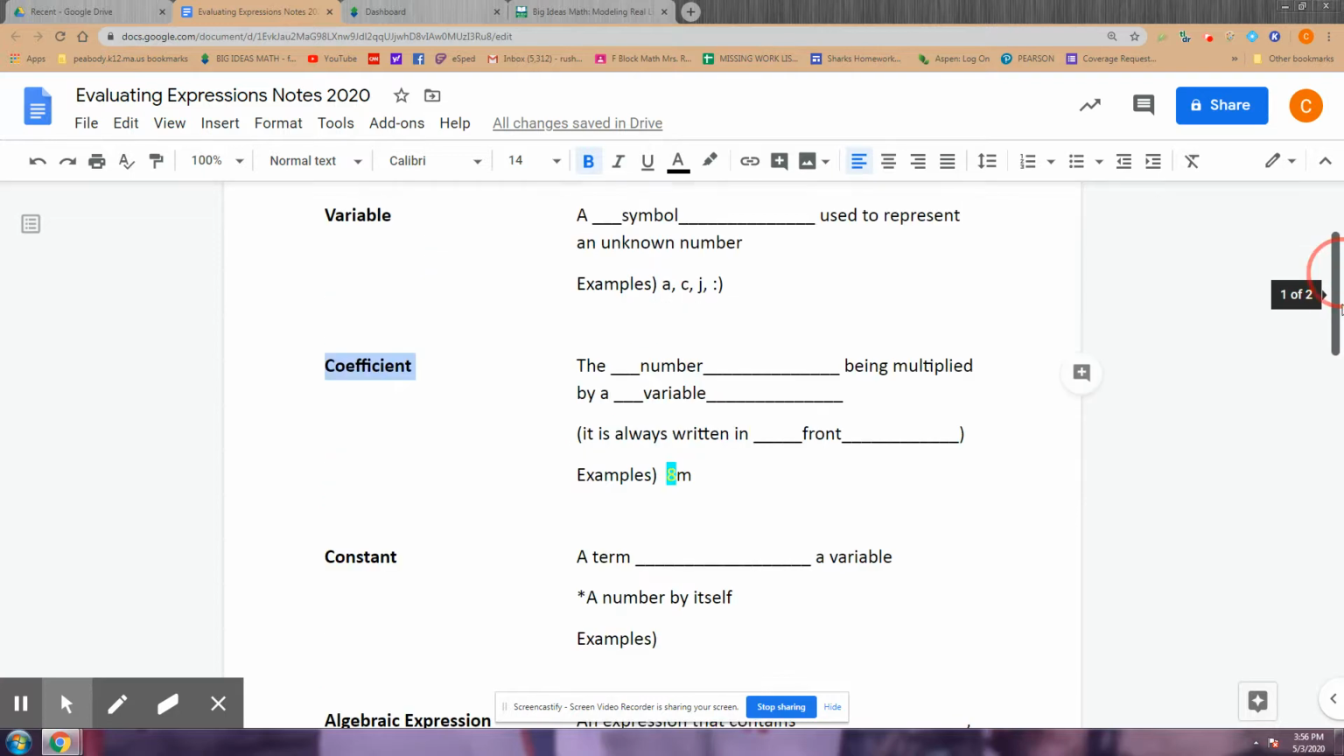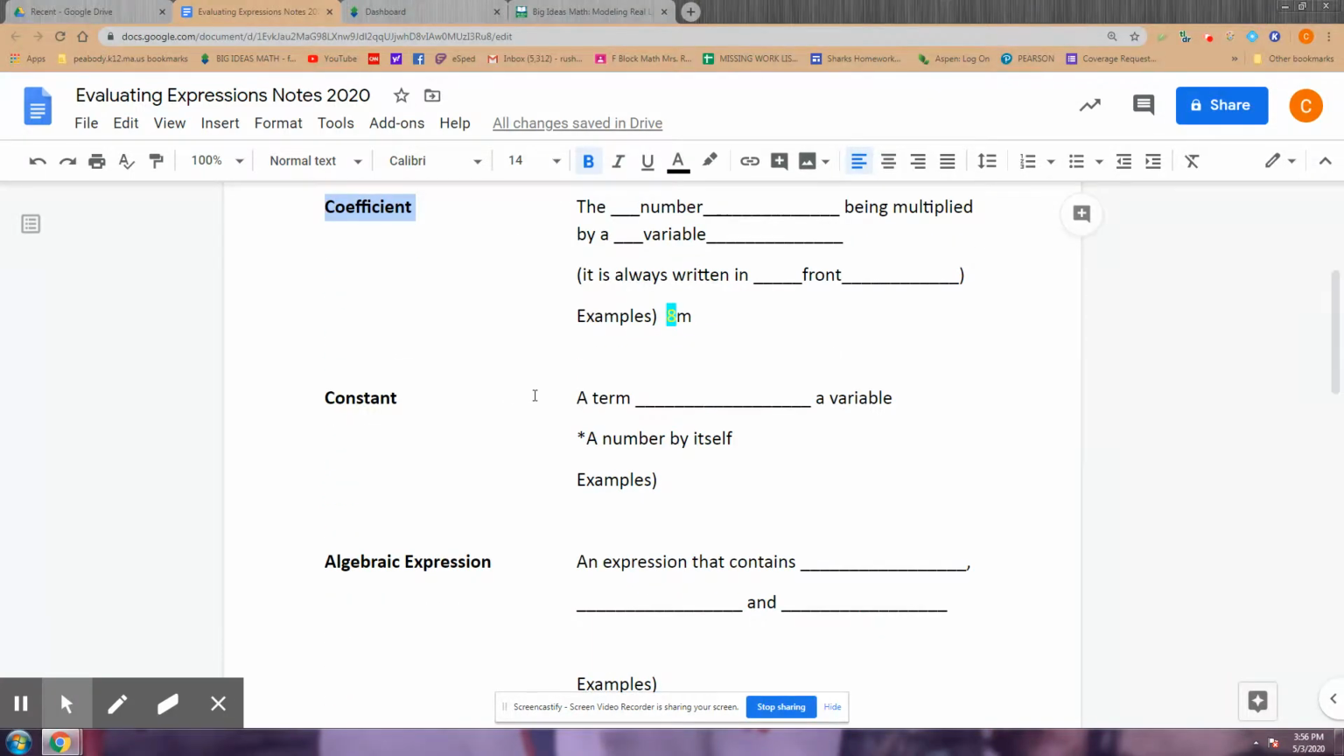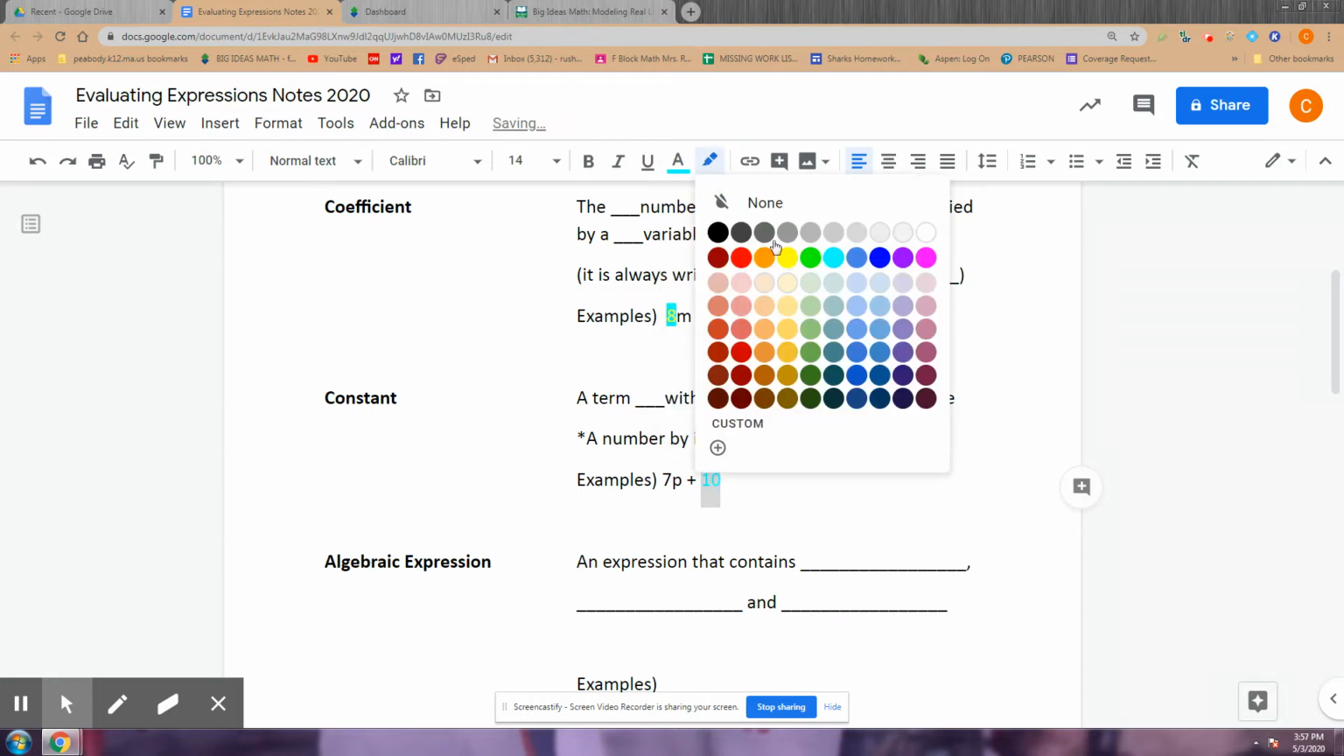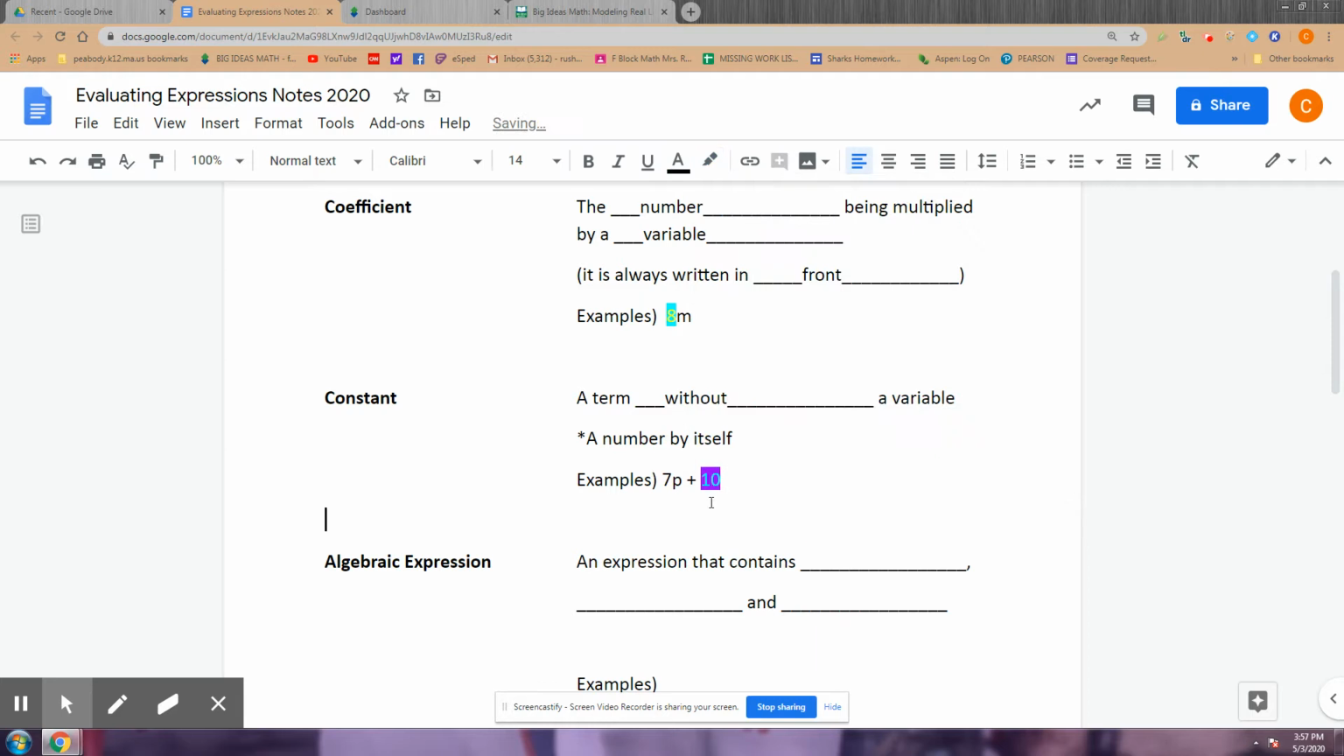All right, great. All right, next word looks a little similar. It's another word that starts with C, but this is called a constant. So now this is going to be a term without a variable. So it's a number all alone by itself. So if I had the expression 7p plus 10, the constant would be the 10 because it's all alone. It's all by itself. So the constant would be just the 10 because it's all alone.